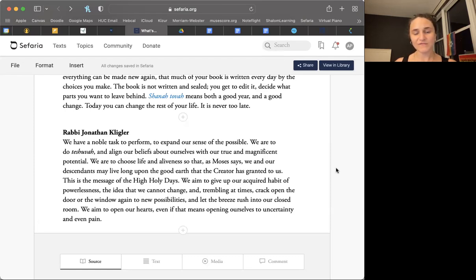This is the message of the High Holidays. We aim to give up our acquired habit of powerlessness, the idea that we cannot change, and trembling at times, crack open the door or the window again to new possibilities and let the breeze rush into our closed room. We aim to open our hearts, even if that means opening ourselves to uncertainty and even pain.